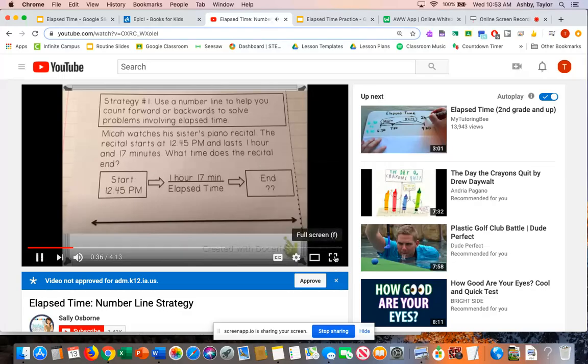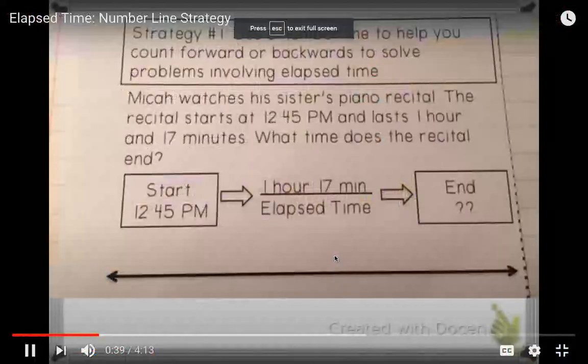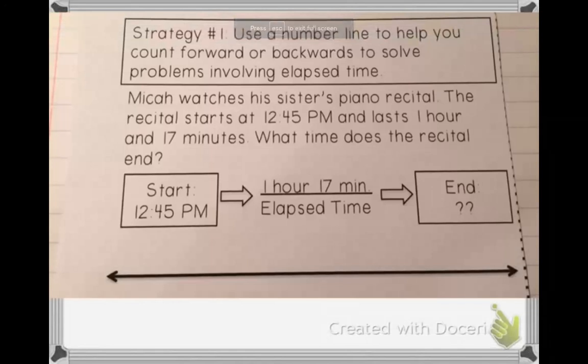So the problem here, it says Micah watches his sister's piano recital. The recital starts at 12:45 p.m. and lasts 1 hour and 17 minutes. What time does the recital end?